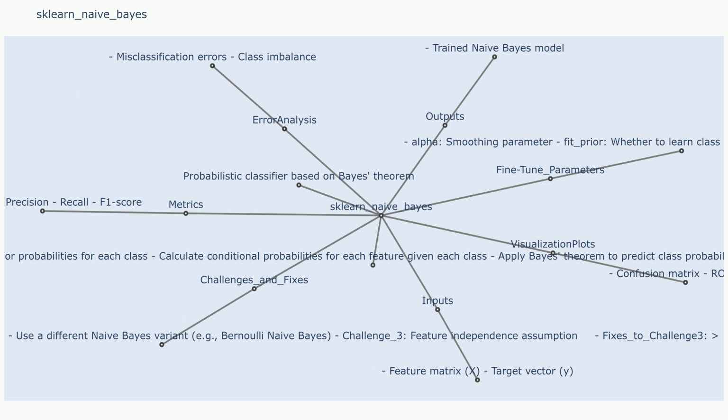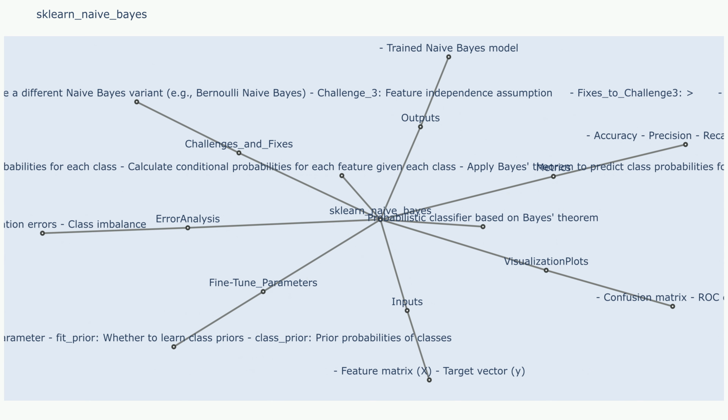Fixes to Challenge 1: Laplace smoothing, or add-1 smoothing. This involves adding a small constant value to all probability counts, ensuring that no probability is ever 0.